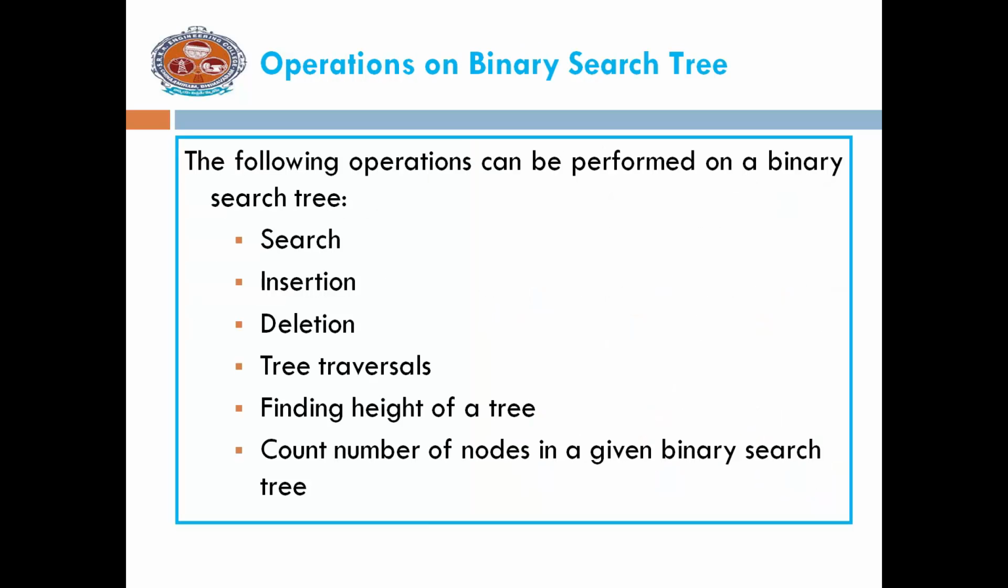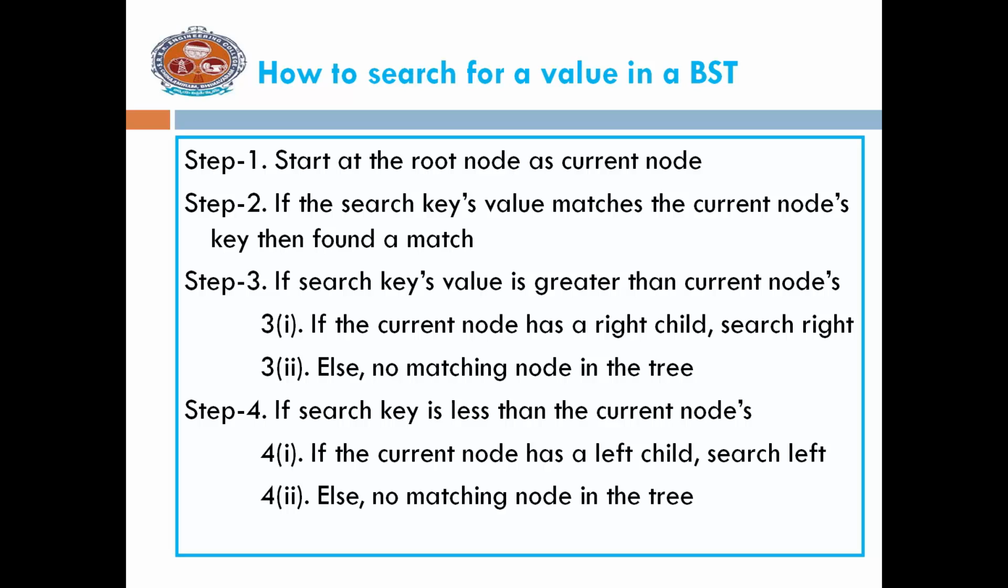The following are the operations that can be performed on a binary search tree: search, insertion, deletion, tree traversal, finding the height of a tree, and counting the number of nodes in a binary search tree. So how to search a value in a binary search tree?